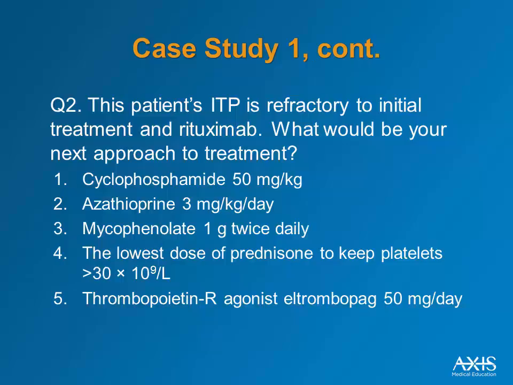Or would you just try to take him down to the lowest dose of prednisone to maintain a platelet count of greater than 30,000, considering the long-term toxicity of prednisone even at low doses? Or would you consider a thrombopoietin receptor agonist? The patient, not wishing to come in regularly, would have considered one of the two that were offered to him, eltrombopag, starting at 50 milligrams a day.